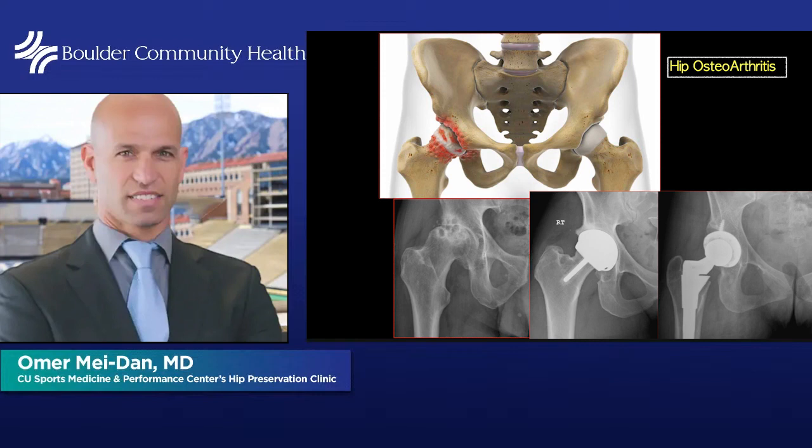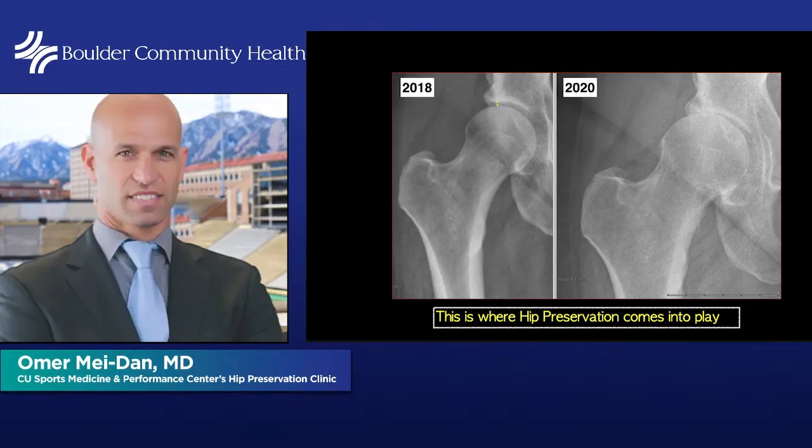You can see a patient over here that in 2018 had an x-ray with a good joint space, marked here. But a few years later, without any correction, he has a bone-on-bone anatomy, which, as we said, would require a hip replacement. And this is where hip preservation comes into play.